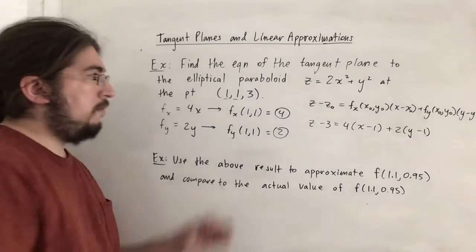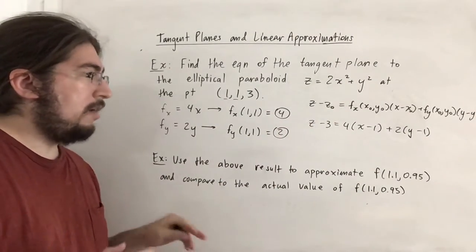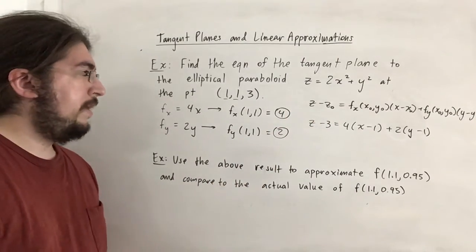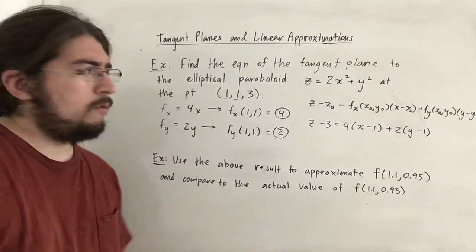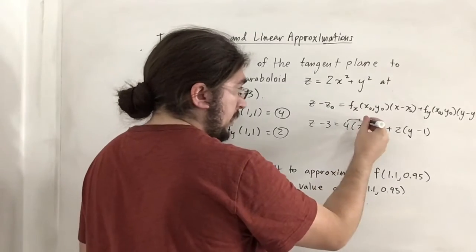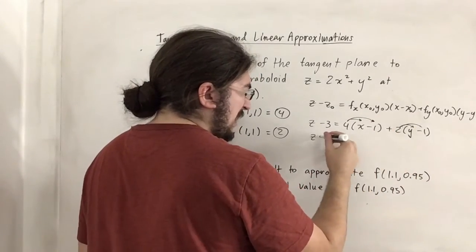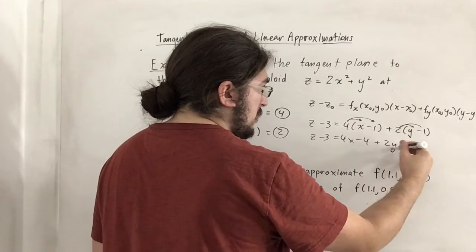So I hope you can see how these values and this equation turn into this. And now, I said this is an equation, not the equation. Normally when I say the equation, I mean to write it in standard form, or I guess general form is really what it's known as. So let's do that. Let's distribute some things here. So 2 and 4 distribute each. So we get z minus 3 is equal to 4x minus 4 plus 2y minus 2.